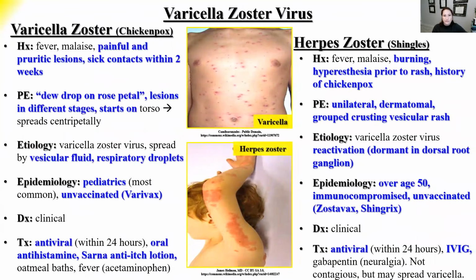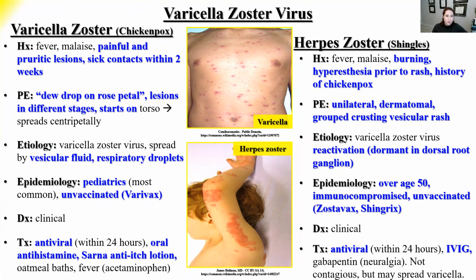Next, we're going to talk about varicella zoster virus, and this is responsible for both chickenpox and shingles. So let's talk about chickenpox first, and that's the top picture there. This is usually a childhood disease, whereas shingles is usually an older disease, 50 years and older. So in chickenpox, painful and pruritic lesions, sick contact within 2 weeks. This is a highly contagious disorder.